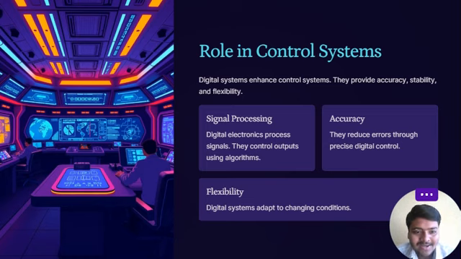First is signal processing. Digital electronics process signals. They control outputs using algorithms. It means they handle input and decide what the system should do next using logic. Accuracy: they reduce errors through precise digital control. That means digital control helps avoid mistakes and keeps things running smoothly. Flexibility: digital systems adapt to changing conditions. That means they can adjust themselves when something changes. That makes them very reliable.